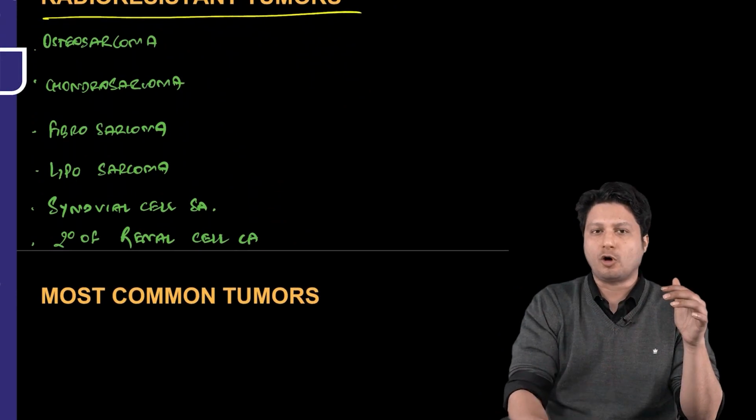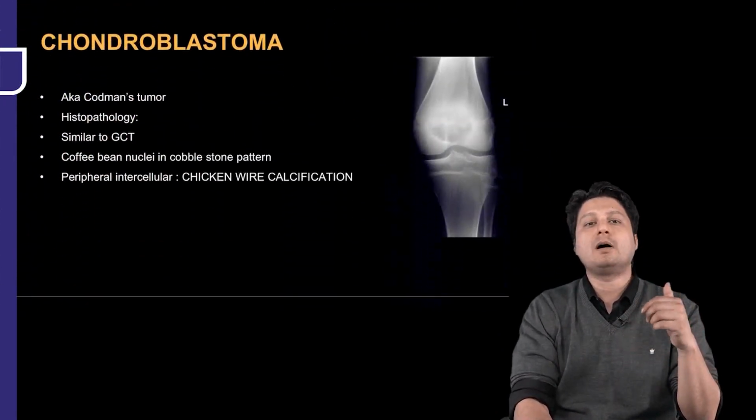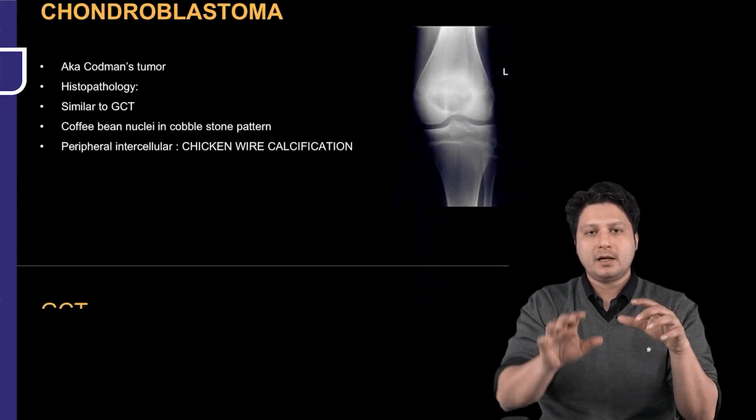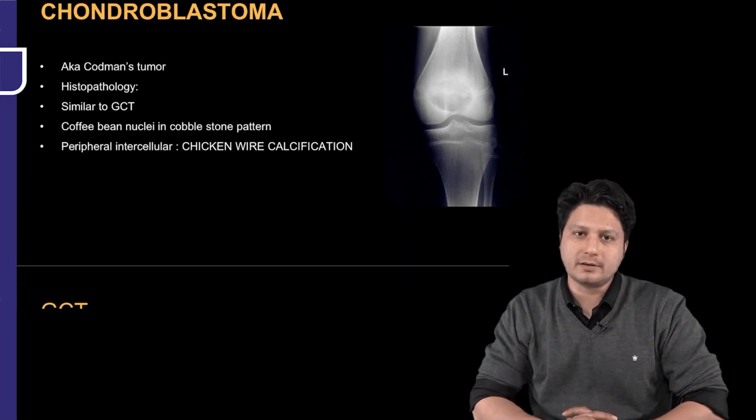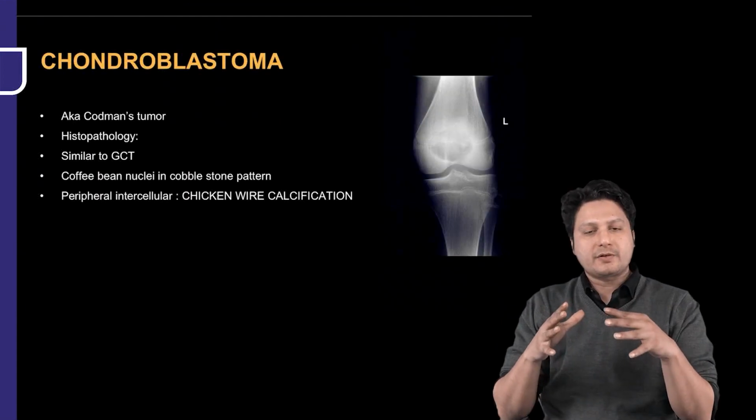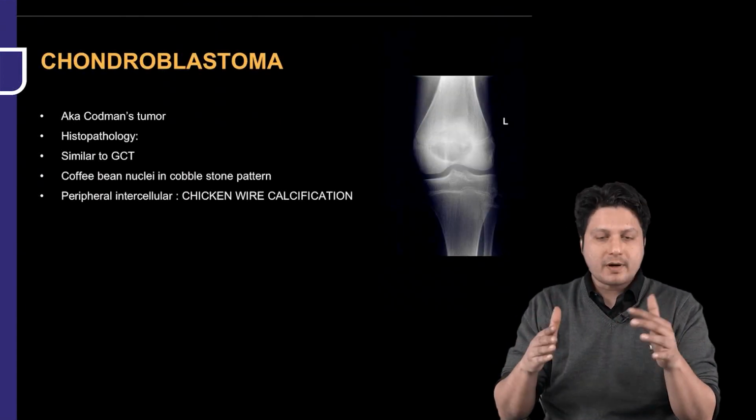So with this, the introductory part of the tumor is almost over, and now it will become much easier for us to identify what is left for that particular tumor, which we are going to cover in the subsequent section. So let's have a discussion on the individual tumors now. The first one is the chondroblastoma.